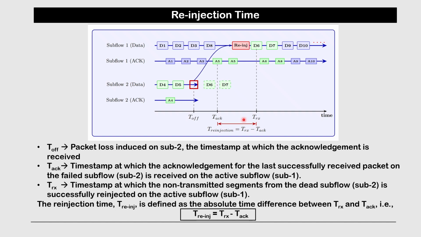So how do we measure that one? In our case T off is the timestamp at which we introduce the loss at subflow 2. T ACK is the timestamp at which the acknowledgement for the last successfully received packet on the failed subflow, in our case subflow 2, is received on the other active subflow. T received is the timestamp at which all the non-transmitted segments from that dead subflow are successfully reinjected onto the active subflow. The absolute time difference between T RX and T ACK is the reinjection time.